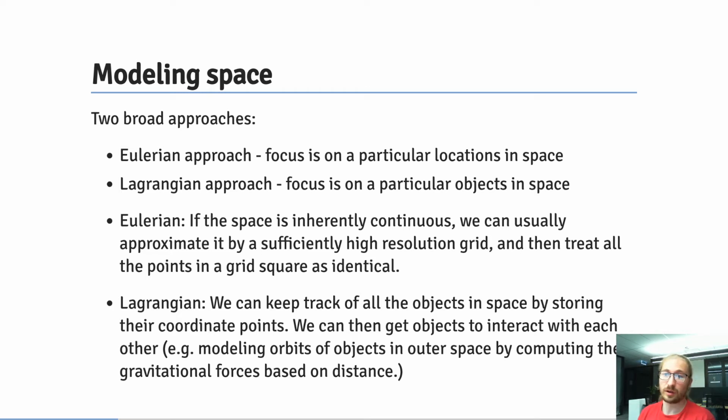The Lagrangian approach is different. Rather than discretizing space, we really only keep track of the objects themselves. So we have a collection of objects in the space. I write down a coordinate point of where each one is, and then as time moves forward, I can translate these objects through space. This might be a good approach for, say, modeling orbits of objects in outer space. Maybe you've got a star and then planets going around the star. This would make sense to easily store as a collection of coordinates, right?